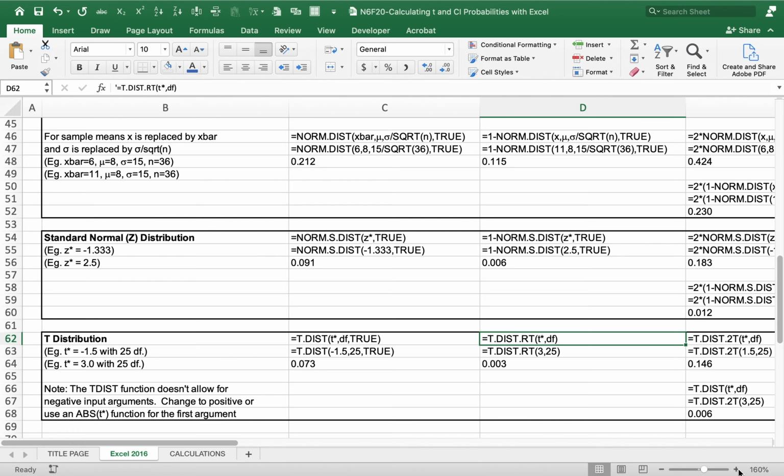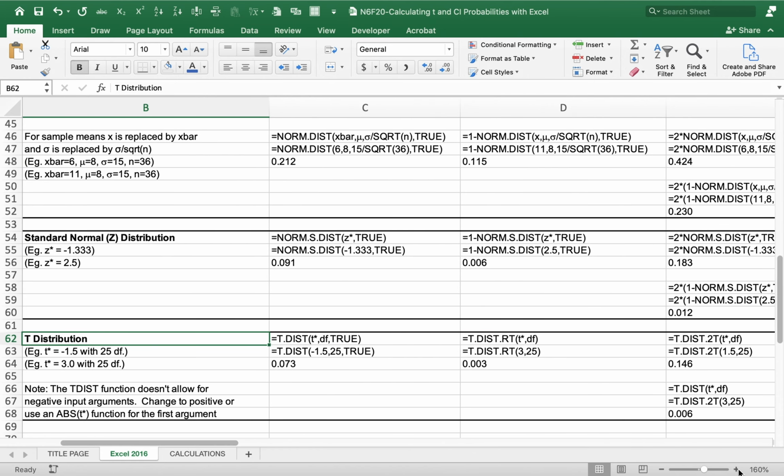Why don't they do that with the normal distribution functions? I don't know. It's just kind of goofy. And again, don't worry at this point about the two-tailed tests. I just want you to focus in on these right now.